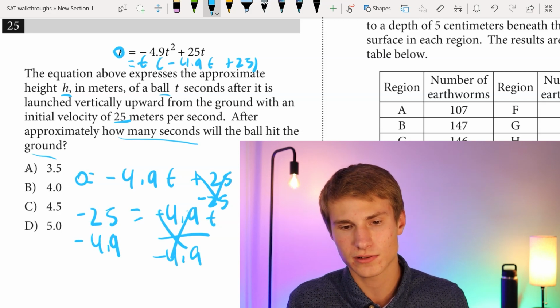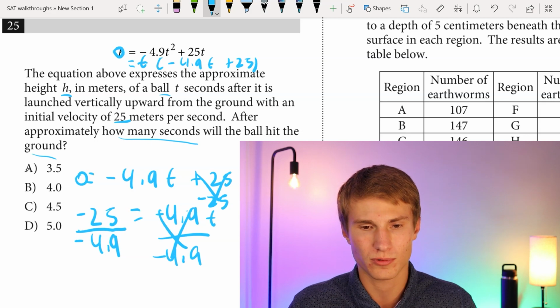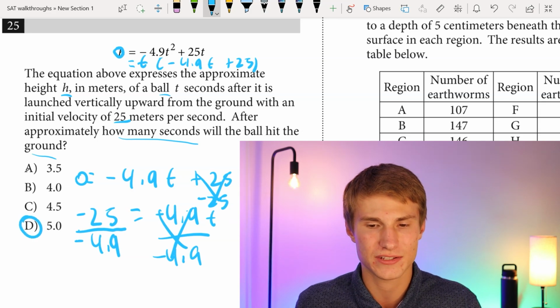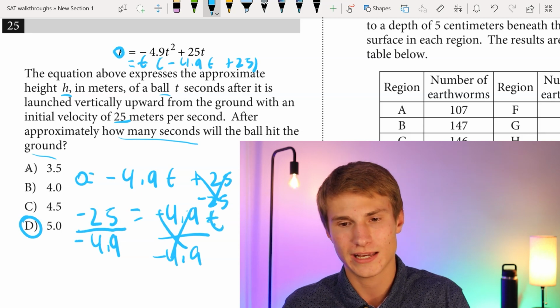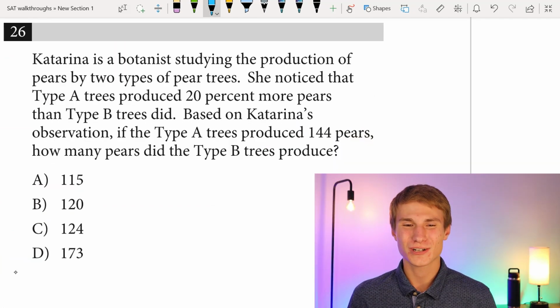We can plug that into our calculator, or we can just kind of see that negative 25 over negative 4.9 is about negative 25 over negative 5, and we see that's going to be about 5. So our answer there would be D for our value of t. Okay, keep in mind t is time. So our answer there is D for 25. It would be about 5 seconds. All right, on to question 26.